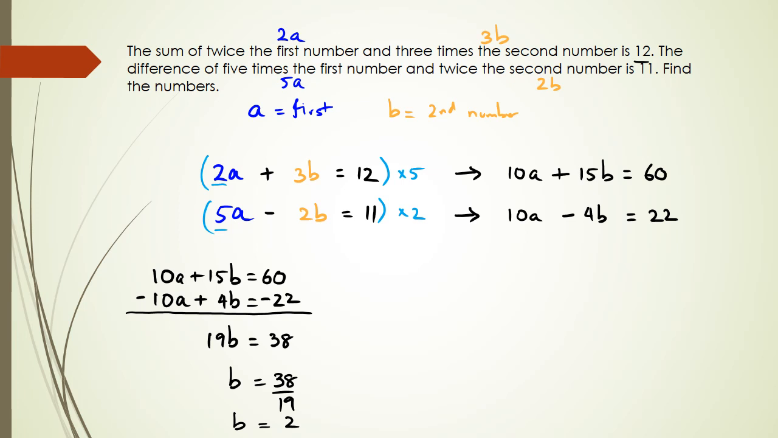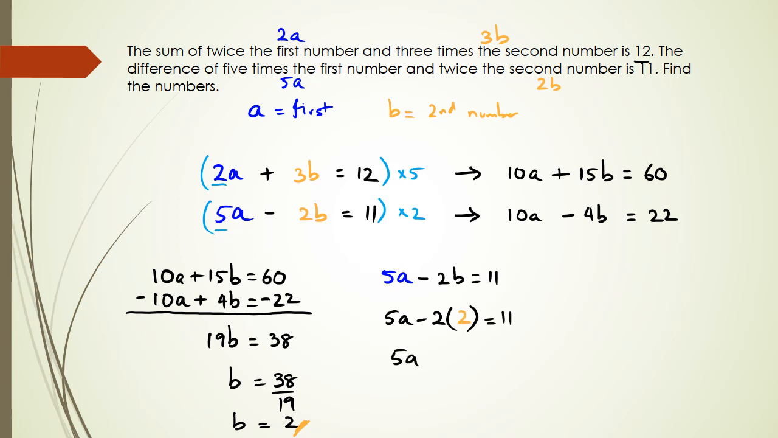We've just figured out what the second number is, so we've got to figure out what the first number is. To do that, we can substitute into either equation. I'm going to use the second equation. So I've got 5A minus 2 times B is equal to 11. But because B is equal to 2, which I figured out from here, I can substitute that in the next line. So I can write this as 5A minus 2 multiplied by 2, and all of that is equal to 11.